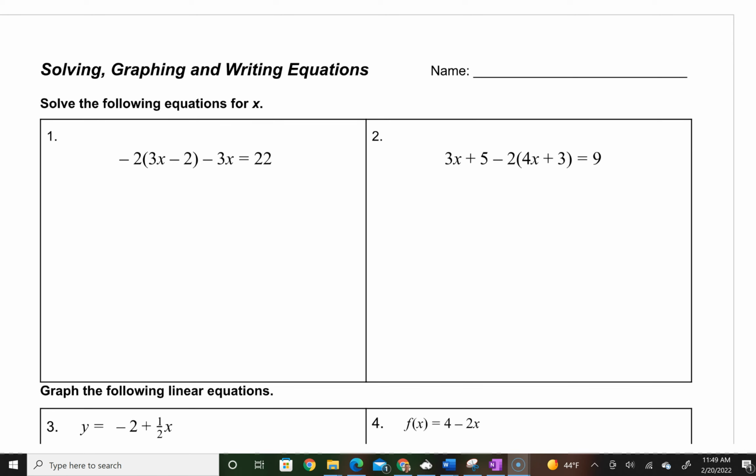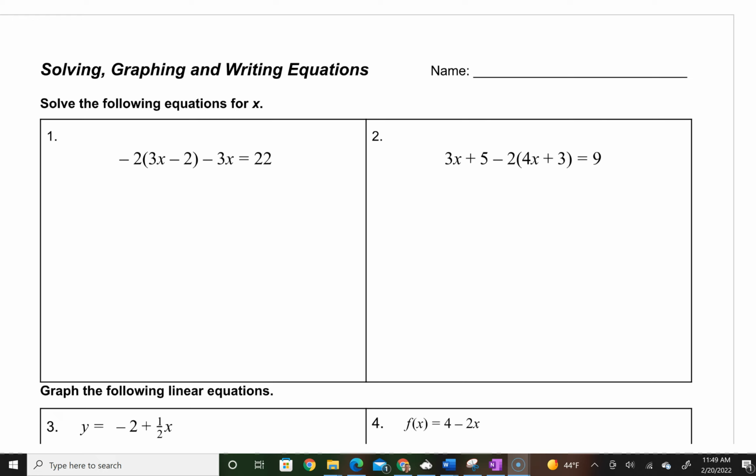Hi, Math 1 students. This is just a little video support for this review worksheet that we have after you've taken the Unit 5 assessment. We're getting into Unit 6 and we're going to have to remember many of the skills that we've developed throughout the year, like solving equations, graphing lines, being able to write the equation of a line.